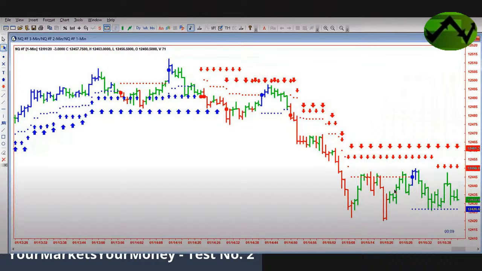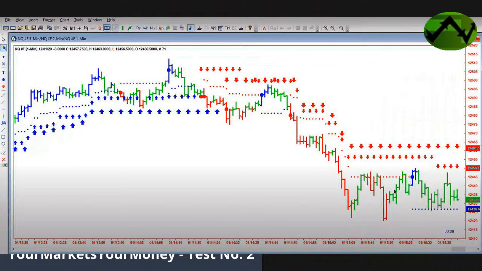Here's the other one. Okay, this one's pretty nice. You got a little bit of a no trade zone right here. I didn't have time to mark that up. This one here, no trade zone, blue and red together, you stay out.